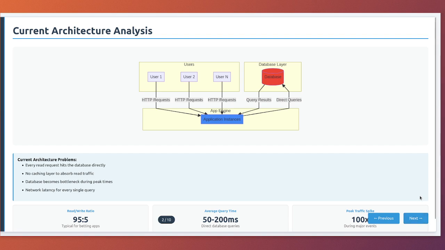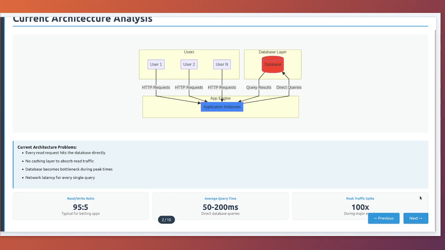Understanding the current architecture. Let's dive into what we currently have. A two-tier application typically consists of a presentation and application tier, and a data tier. In our case, that's App Engine for the application logic and likely Cloud SQL or Firestore for the database.